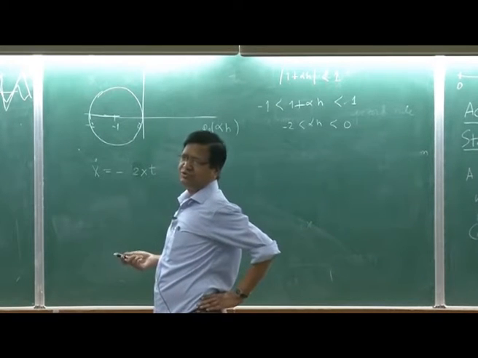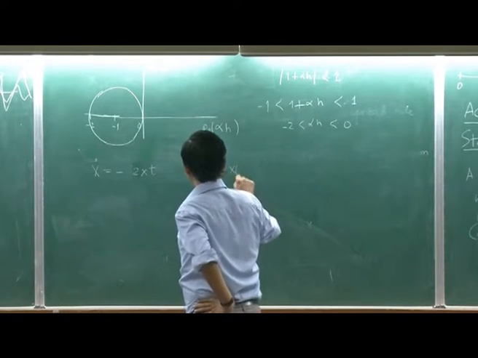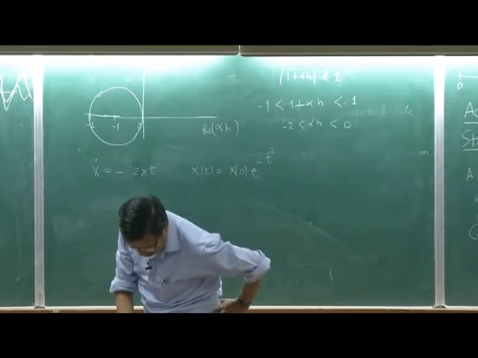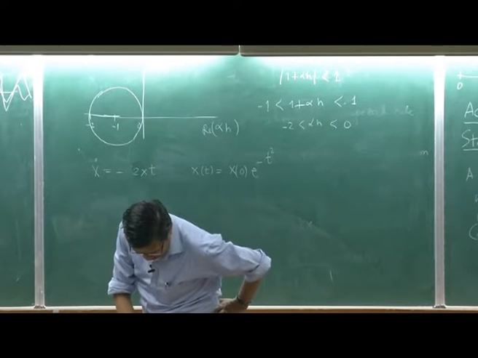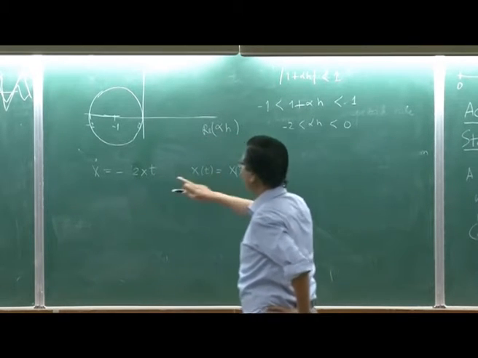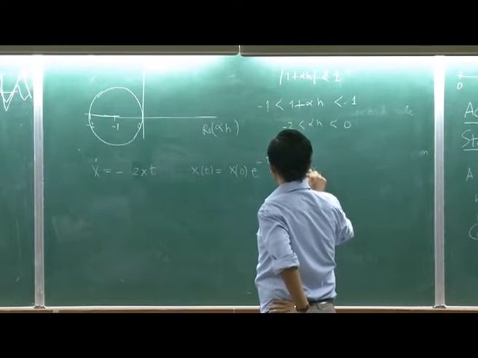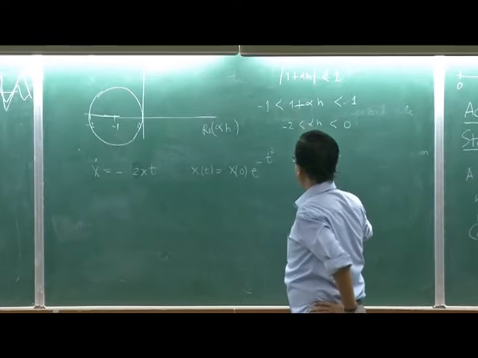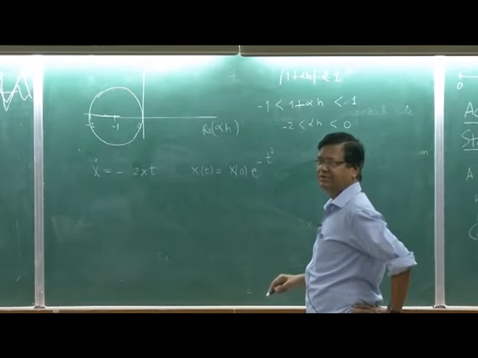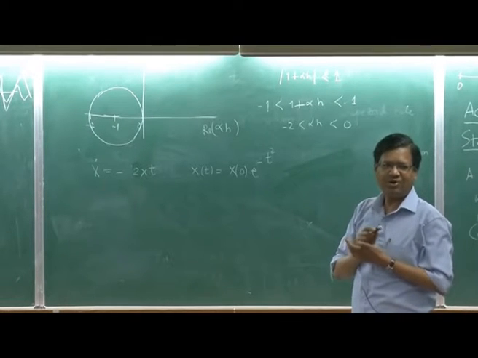Now, this equation has an exact solution. x(t), I will not derive it, but x0 times exponential of minus t squared. If I just substitute, just verify this, it is going to be x0 minus 2t exponential of minus t squared, which is the same as that. So, this is the exact solution. Now, is the system stable or unstable? How do I verify?